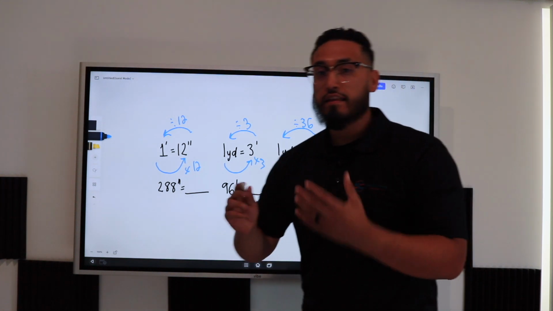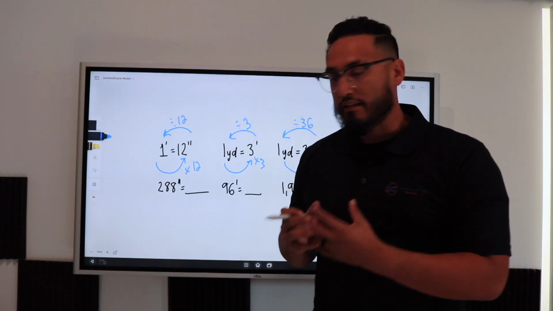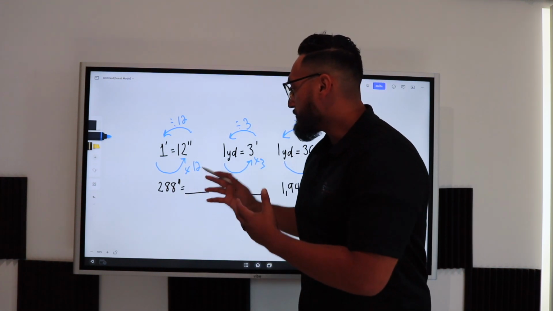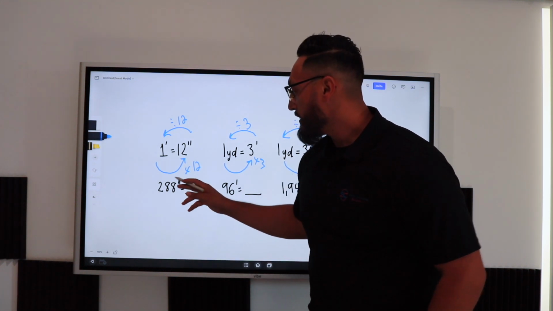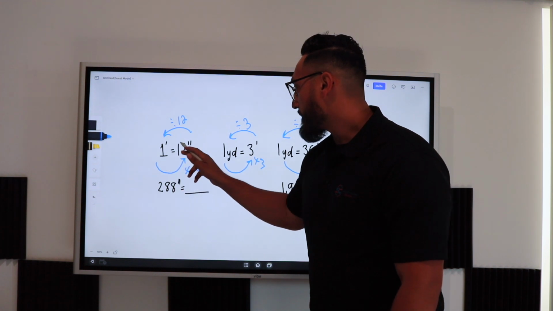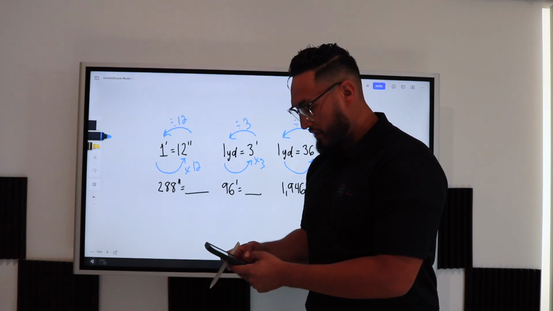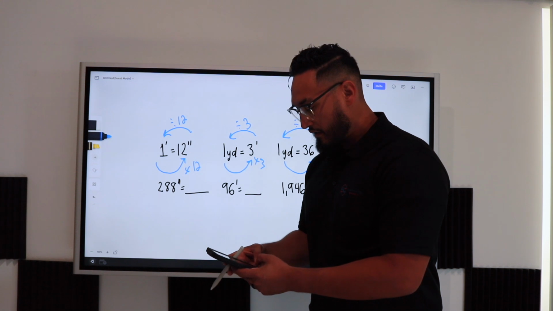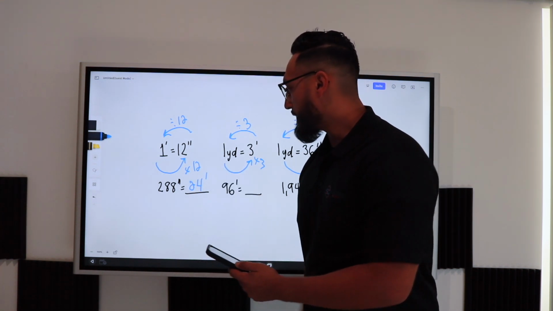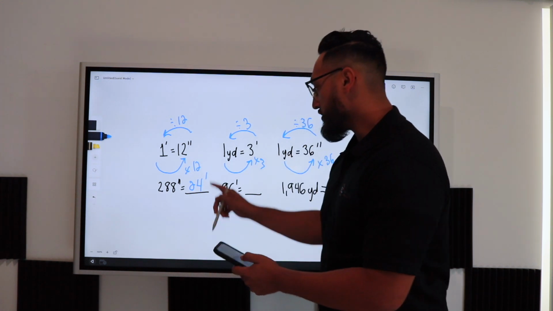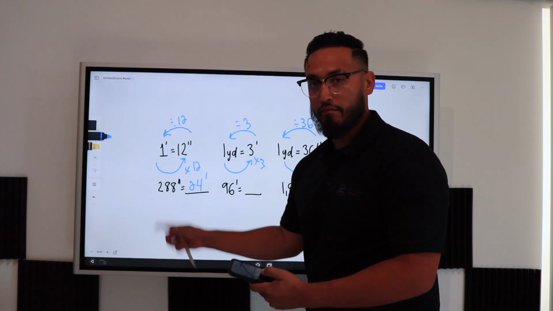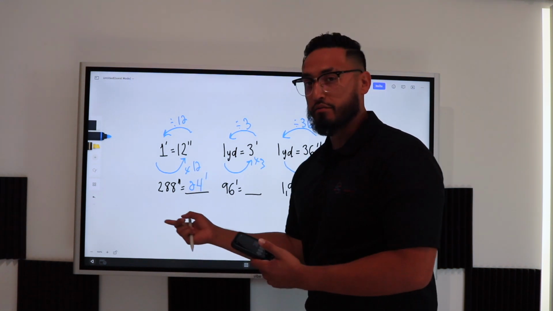Now that you know that, let's convert the first example. You're given 288 inches. How many feet is that? We're converting inches into feet, so we divide by 12. 288 divided by 12 gives me 24 feet. How do you double check that? You multiply 24 by 12 and it should give you 288. And if you put it in your calculator, that's exactly what you get.